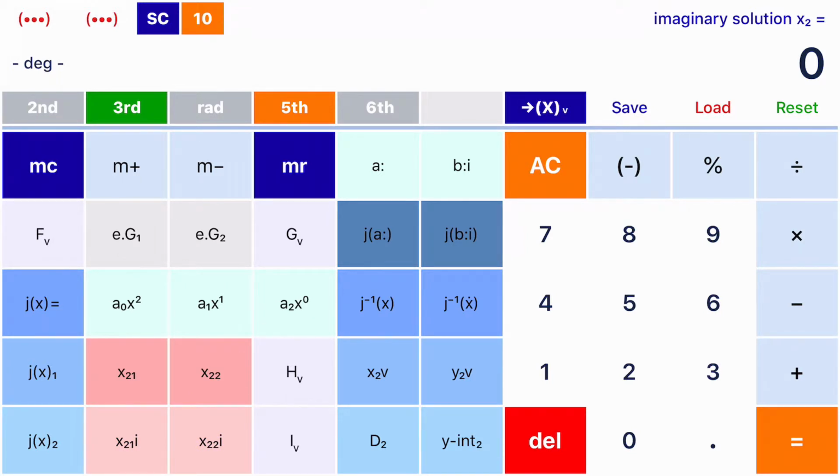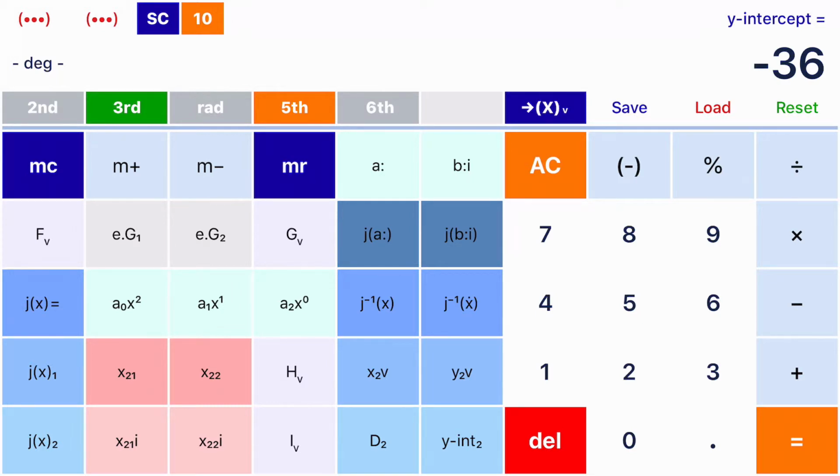In addition to this, we can also get the vertex of the equation. This is the x value of the vertex. The y value of the vertex will be this. The discriminant is in this section, 169, and the y-intercept, which is obviously negative 36, you can get by pressing that number.